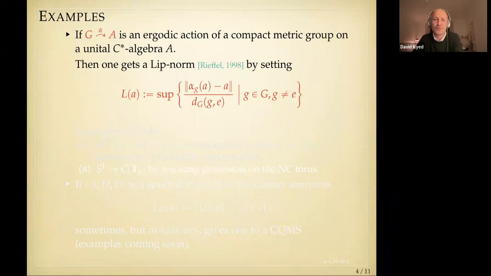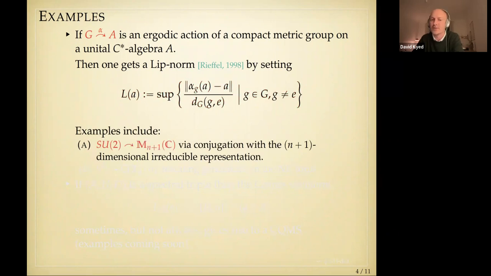And what could you do? Well, one thing you could do is you could look at something like SU2, for instance, with its standard Riemannian metric. And SU2 has an n+1 dimensional irreducible representation for every n, and you can just let it act on the corresponding matrix algebra by conjugation. So in this way, your matrices become compact quantum metric spaces for this natural action of SU2.